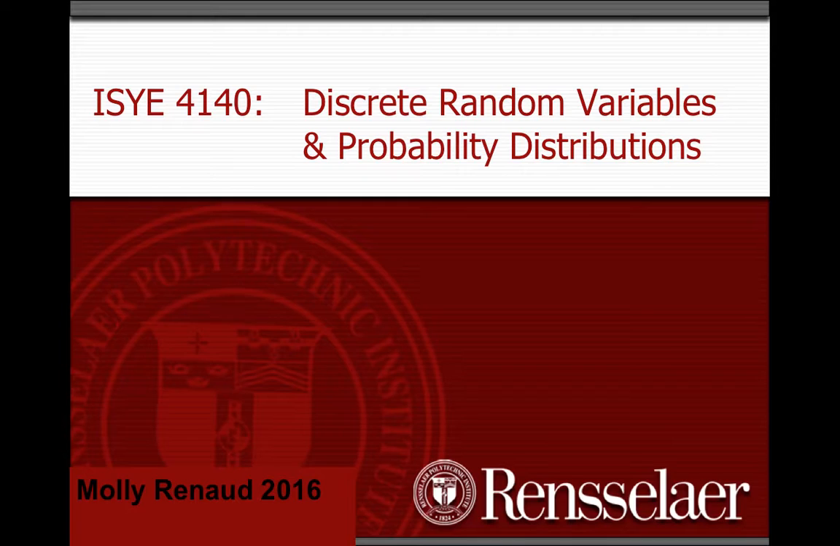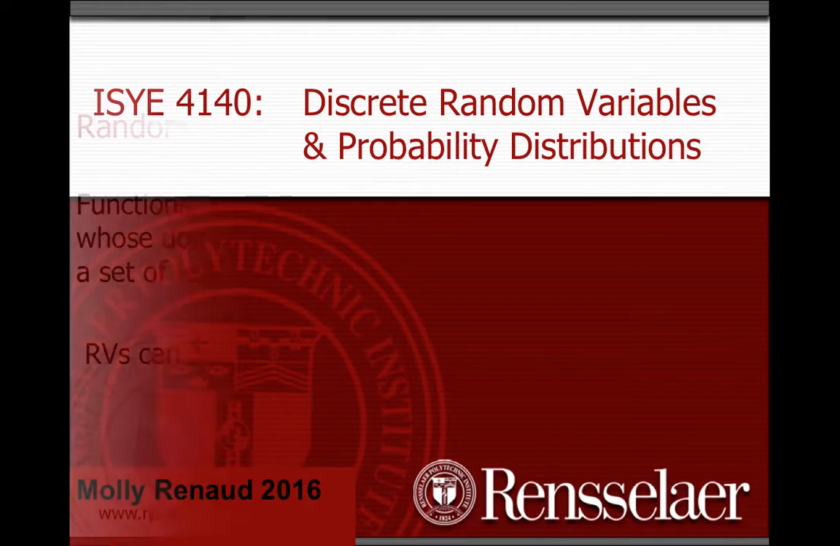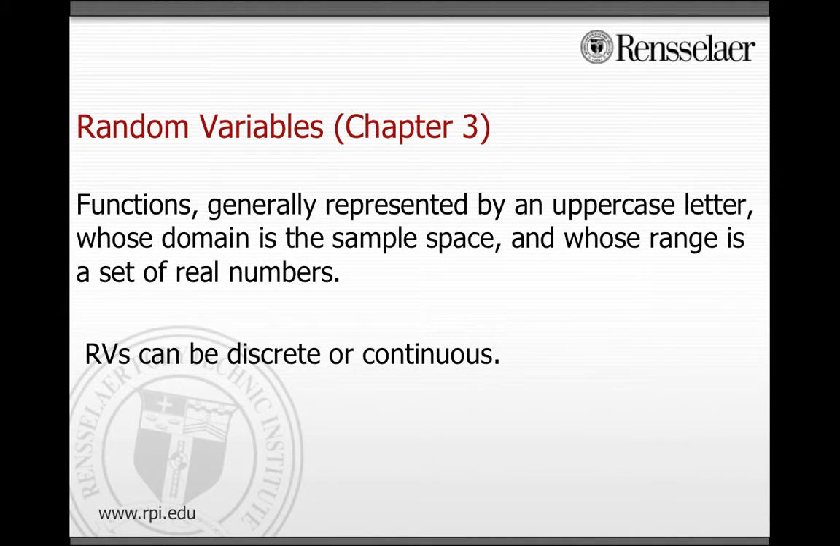In this video, we will be talking about discrete random variables and probability distributions. This information can be found in Chapter 3 of your book. Random variables are functions, generally represented by an uppercase letter, normally X, whose domain is the sample space and whose range is a set of real numbers.